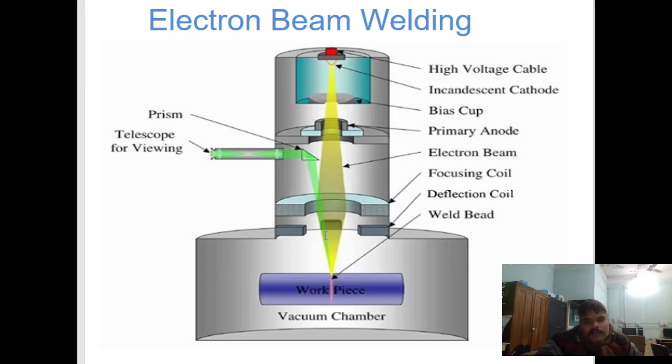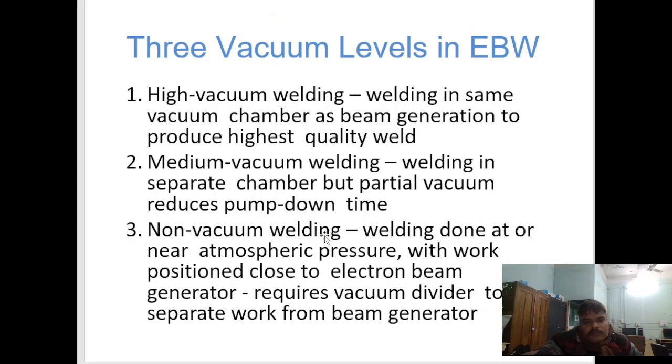In the electron beam welding process, a vacuum chamber is required. Three vacuum levels in electron beam welding: high vacuum welding, medium vacuum welding, non-vacuum welding. Welding in the same vacuum chamber as beam generation produces the highest quality weld. Welding in a separate chamber but with partial vacuum reduces pump-down time. Welding done at or near atmospheric pressure, with the work position close to the electron beam generator, requires a vacuum divider to separate the work from the beam generator.